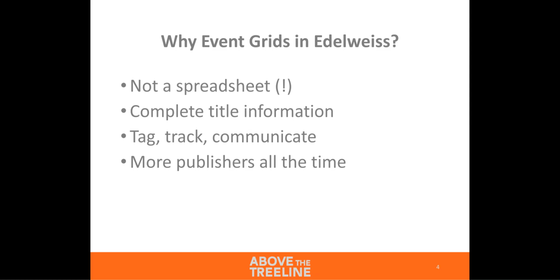And what's nice about that, as somebody who's bidding for an event, is that all the title information is there: your past history with that author and their previous titles, and also the author bio and all the rest of the bibliographic data. You can tag titles and track your requests and communicate with your buyer and your frontline sales folks and all that kind of stuff. And there are more and more publishers using the event grids all the time. There's a lot on there.